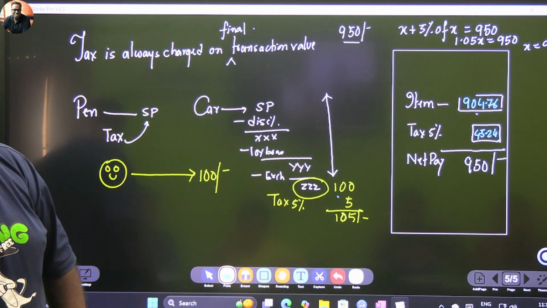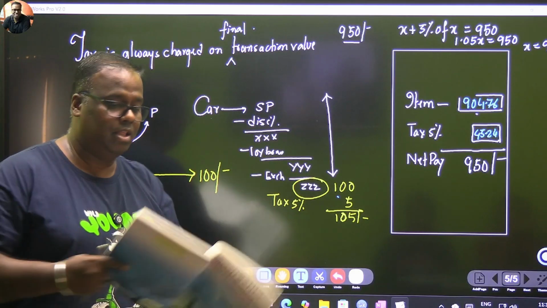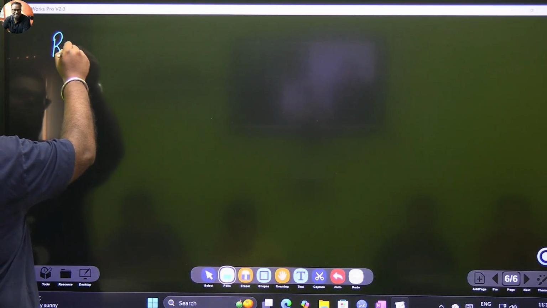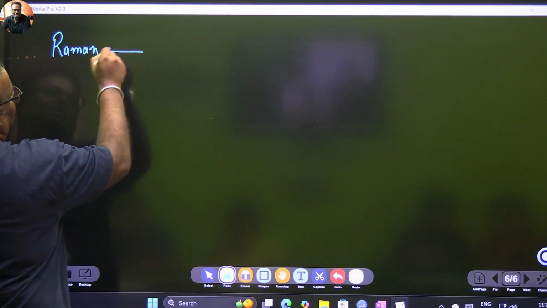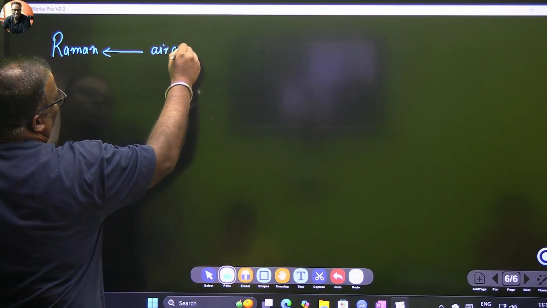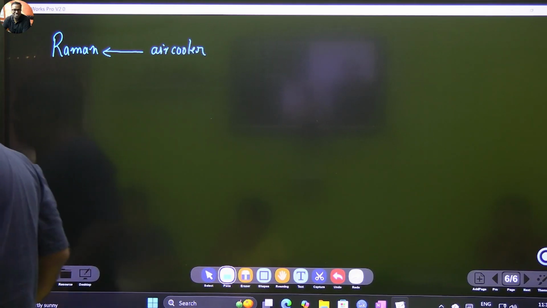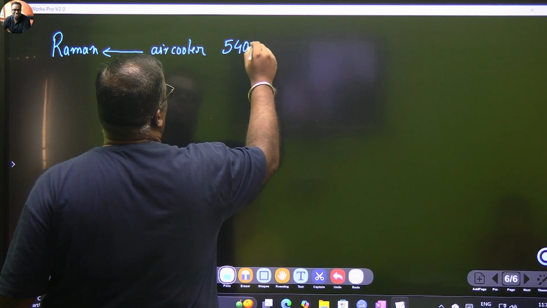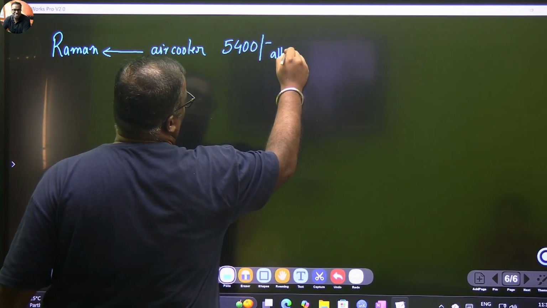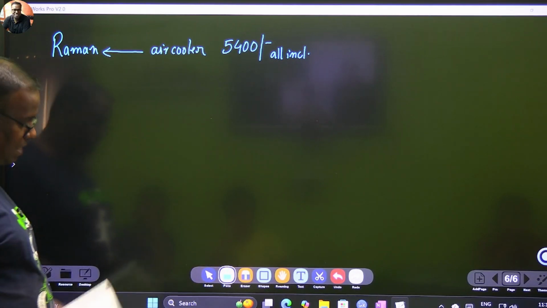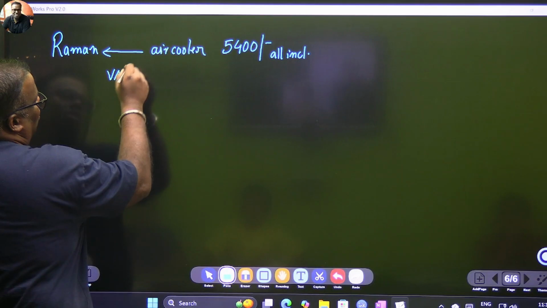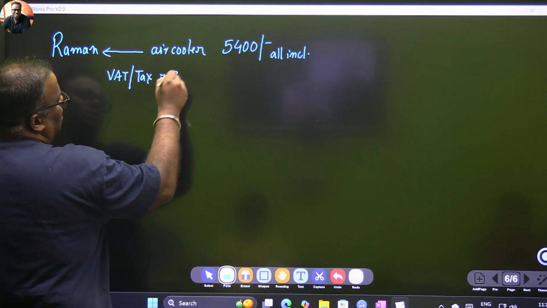So let's see this problem. There's a fellow called Raman who buys an air cooler. So we have a fellow whose name is Raman, and he buys an air cooler. What happened? You all are sleepy. Yes, take it. He buys an air cooler, and the price of the air cooler is 5,400, all inclusive. It is an all inclusive price. And in the state in which Raman stays, the VAT or tax or whatever you say is 8%.